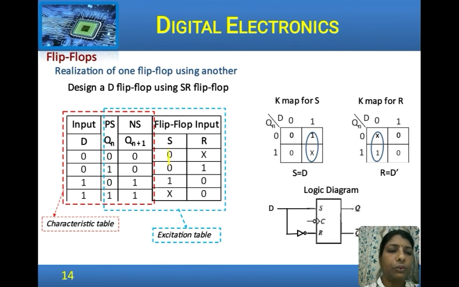We have two K maps that should be drawn, one for S and R. The inputs are D and Qn. Considering the K map, we have S is equal to D and R is equal to D bar. So to an SR flip flop, if S is given the input D as it is, and to R we give the complement D dash, then this SR flip flop functions like a D flip flop.